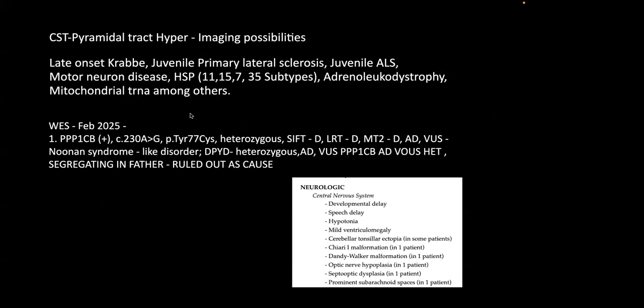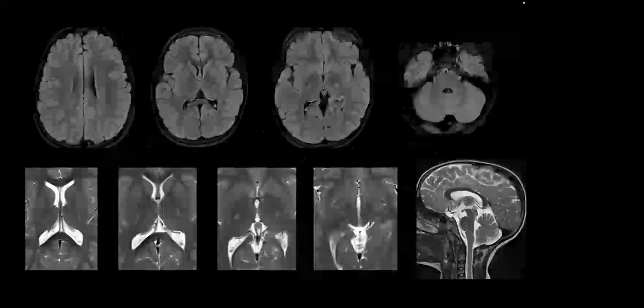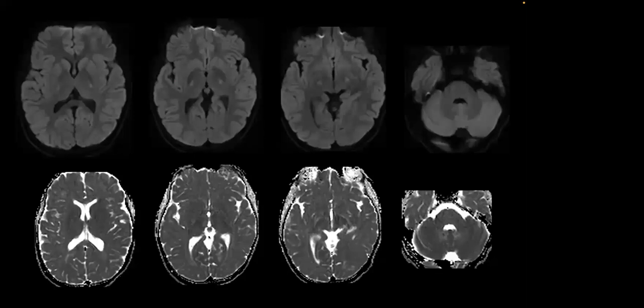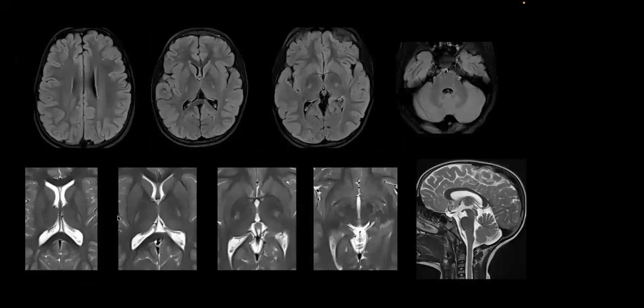So Anil says it could be artifactual. Is that a possibility? No, I just thought that is usually seen on DWI and ADC. The corticospinal tracts are slightly hyperintense, but these are evident. So it's two abnormalities.